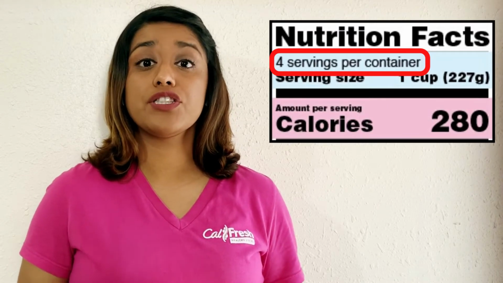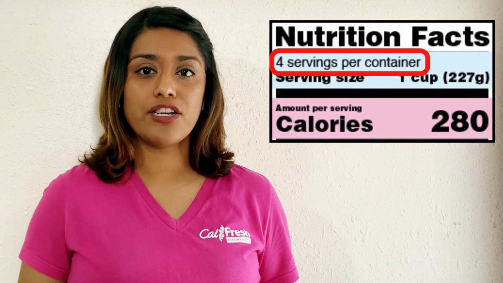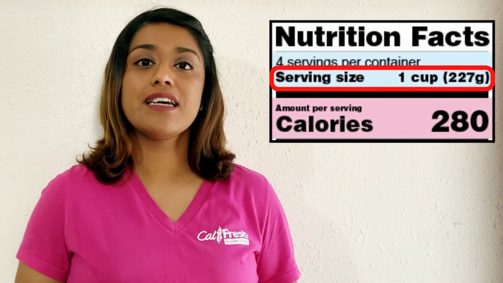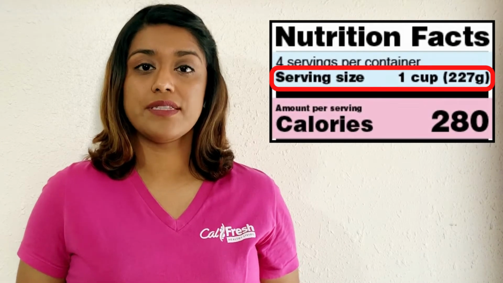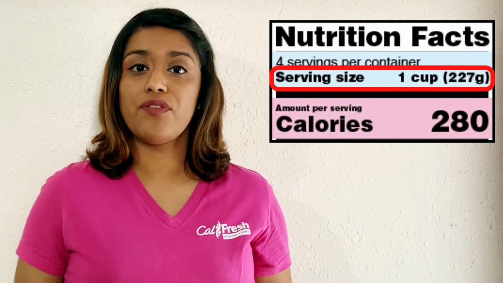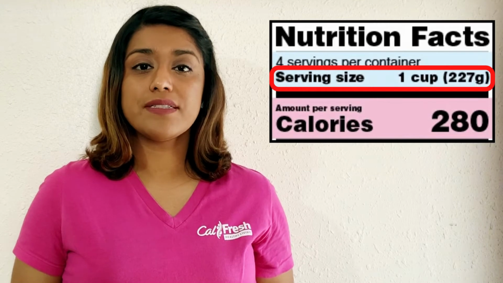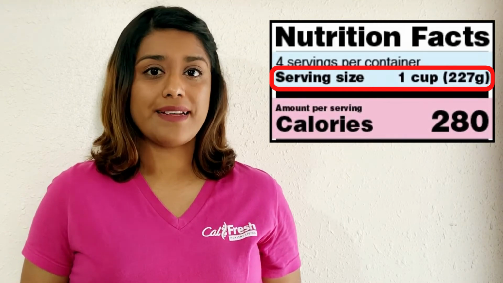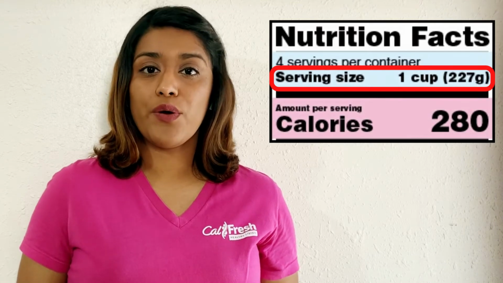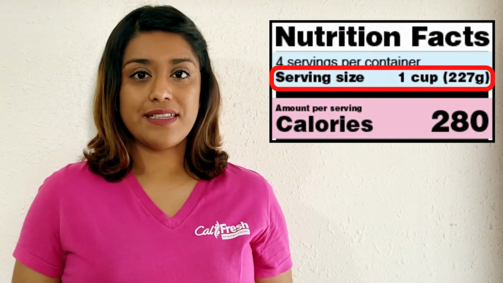Right under the words servings per container, in large bold font letters, you can see serving size. Serving size is the amount of food that is usually eaten at one time. Here is a label of a frozen lasagna. The serving size is 1 cup. This means that most people eat 1 cup at a time. You may eat more or less than the serving size in the container.